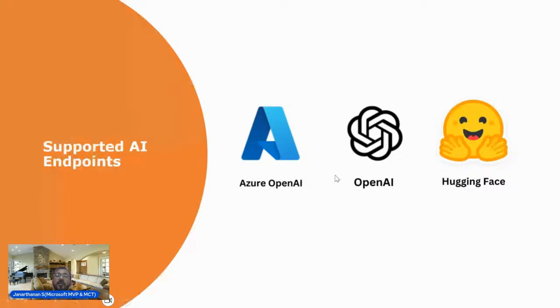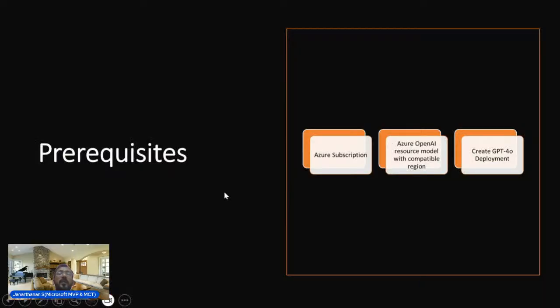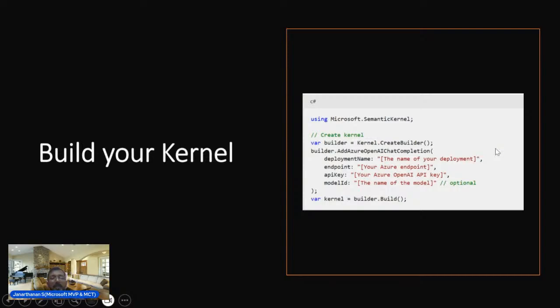When it comes to endpoints, it supports the OpenAI endpoint, the Azure OpenAI endpoint, and the Hugging Face endpoint. These three endpoints are widely supported. The prerequisites you require for the code-based agent are an Azure subscription and an Azure OpenAI model where you can build your agents. Right now I have deployed the GPT-4o model, which is the best model to use for the code-based agent also. So these are the frameworks. Let's see them one by one.